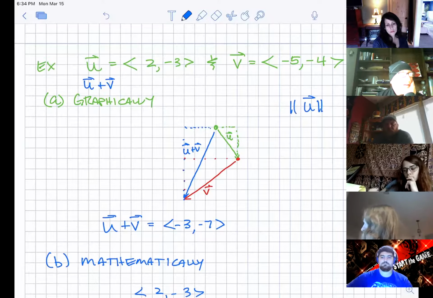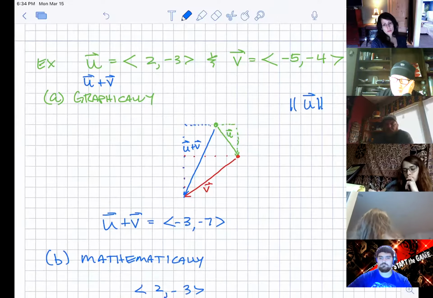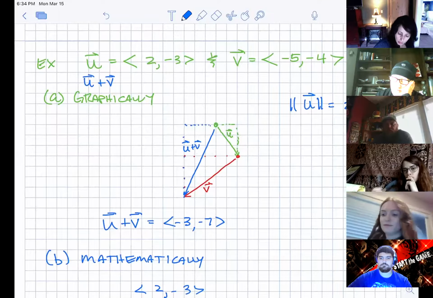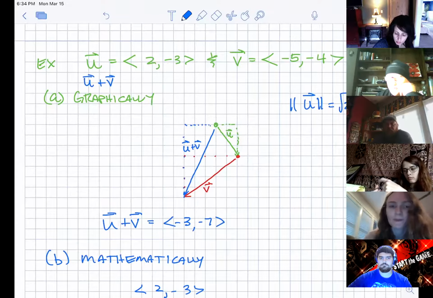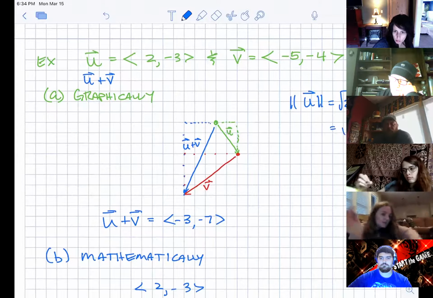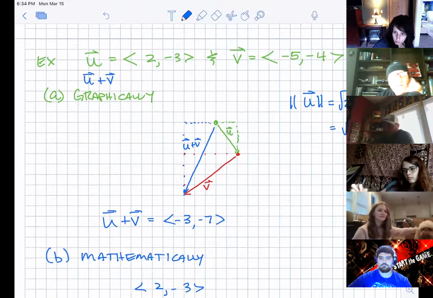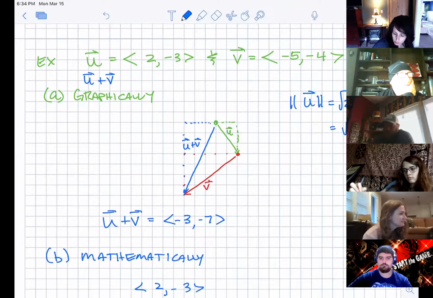But I hope you see that as, oh, that's just the Pythagorean theorem. If I take 2 and square it and I take negative 3 and square it and add those together, yeah, square root of 9 plus 4, square root of 13. So if my open math wanted an exact answer, I could just leave that as the square root of 13.